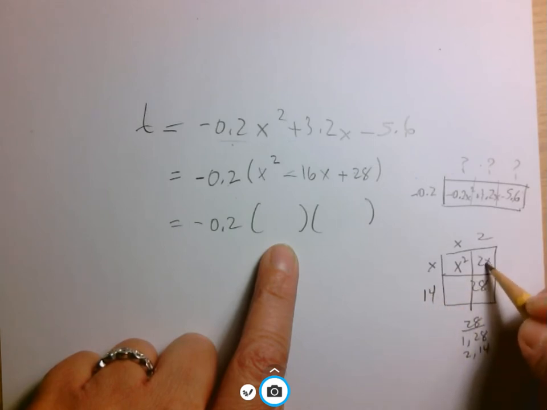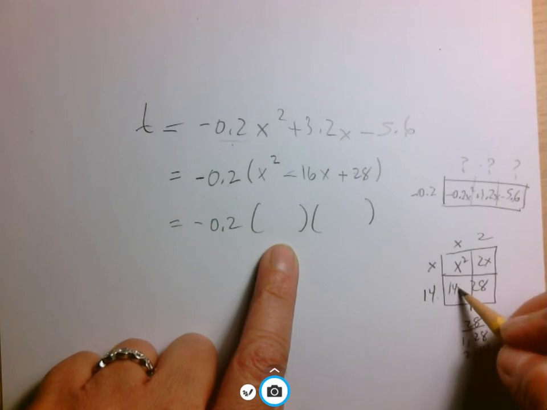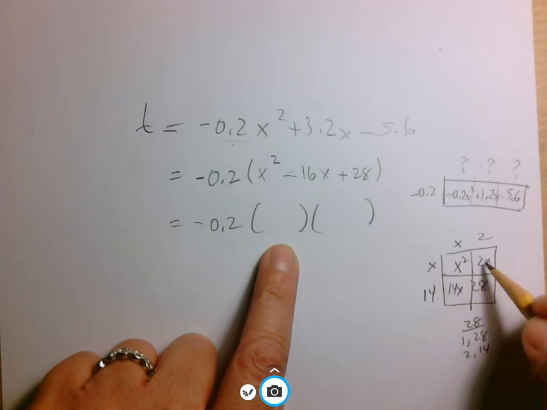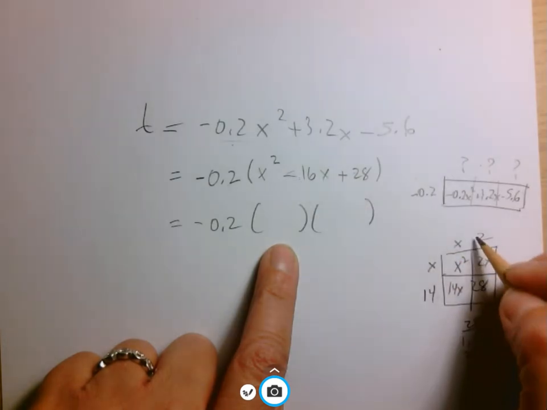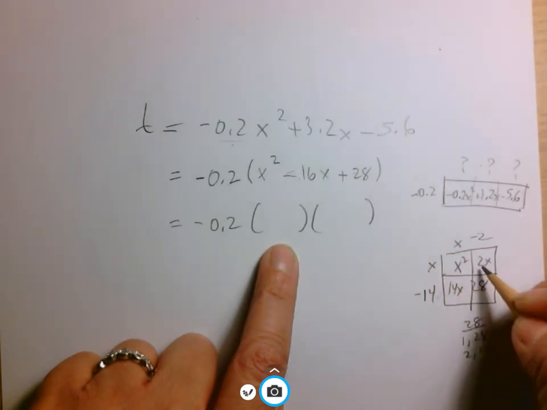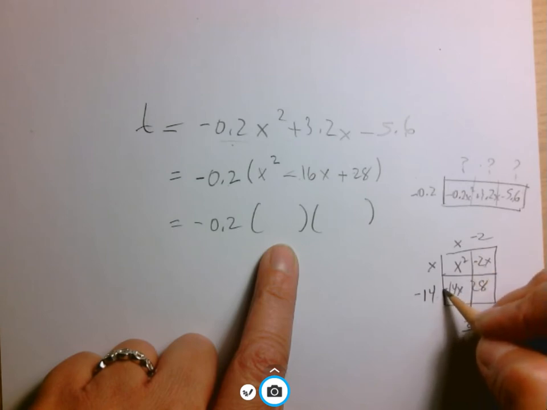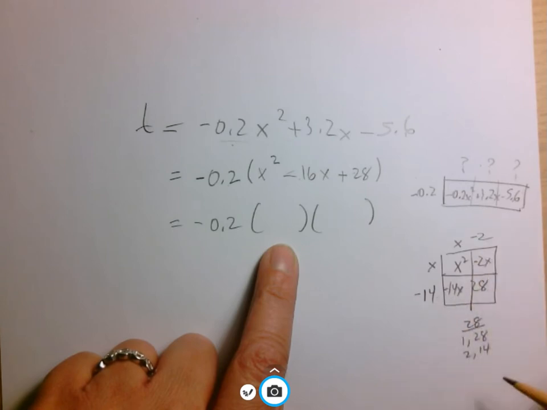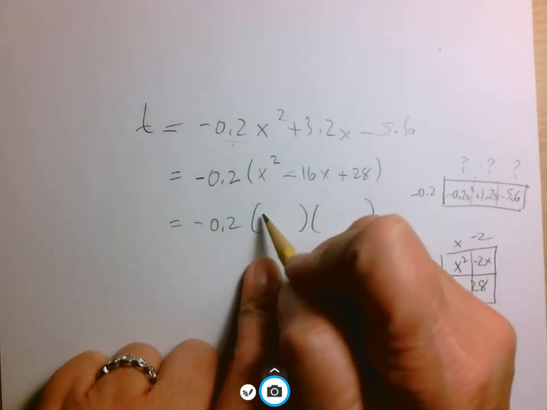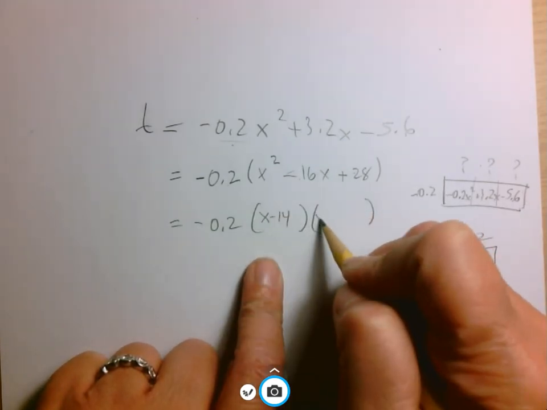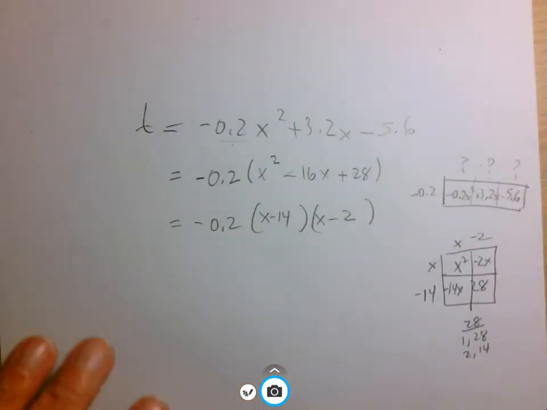But if I fill this in, I get 2x and I get 14x. They add up to 16x, and I want negative 16x. So that's going to be negative 2 and negative 14 should do it. And check, yep, these two add up to negative 16x. So my dimensions are x minus 14 and x minus 2. And now we have factored form.